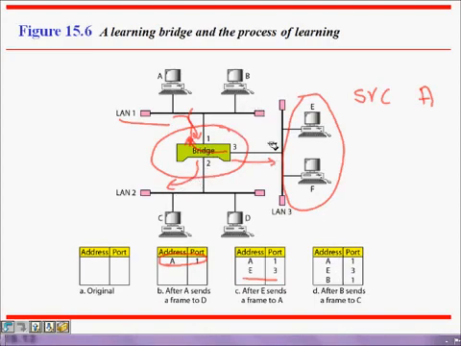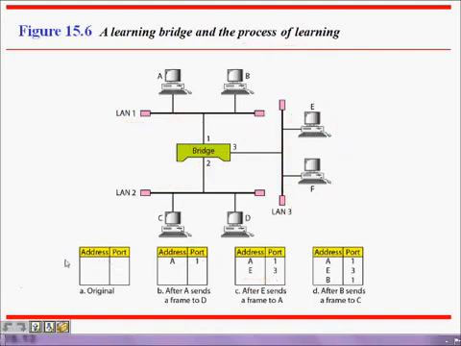This way the learning happens, and after some time when mostly all the nodes have sent some frame, the bridge will have its table filled. And if there is a new source for which the table is not filled, then it will forward the frame to all the ports. So this is how the learning takes place.